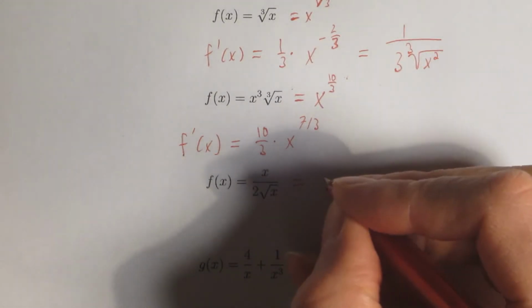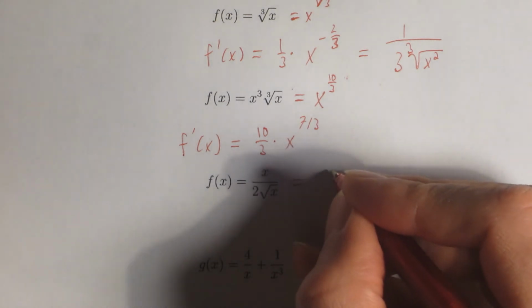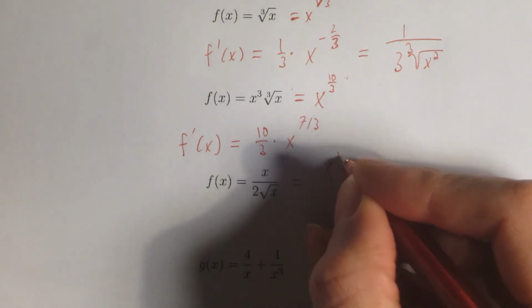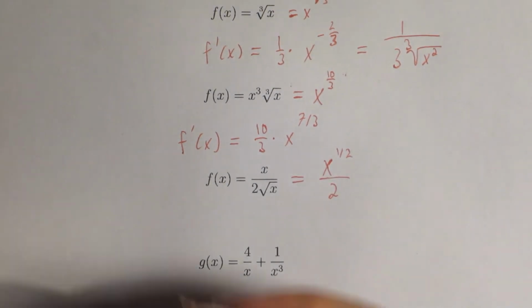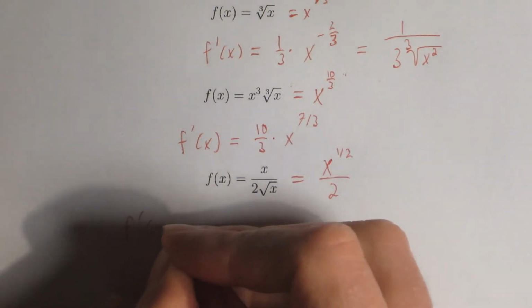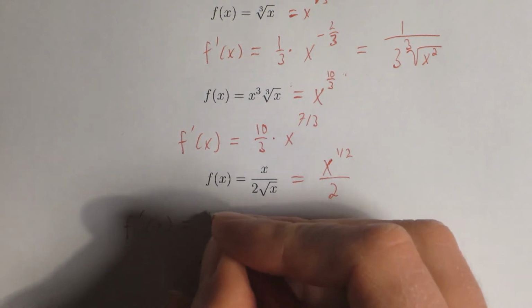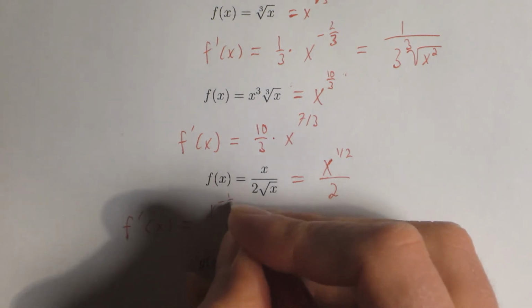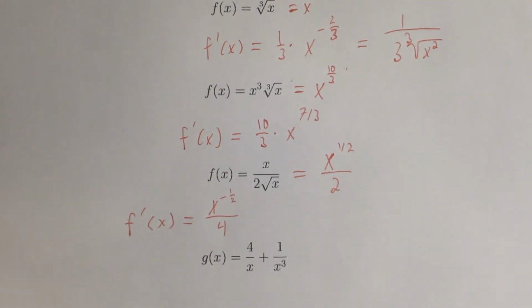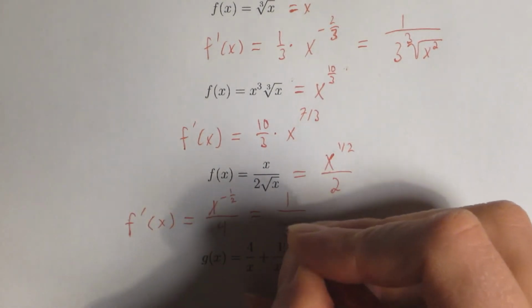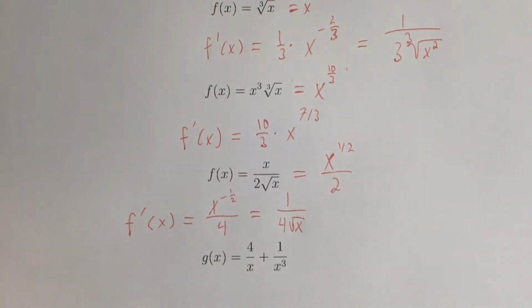Similarly, we first rewrite our function as x to the power of 1/2 divided by 2. So hence f prime x is x to the power of 1/2 minus 1, over 4. Or if you like, 1 over 4 times the square root of x.